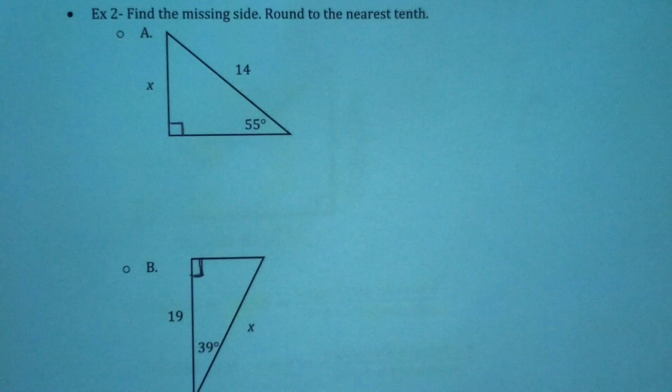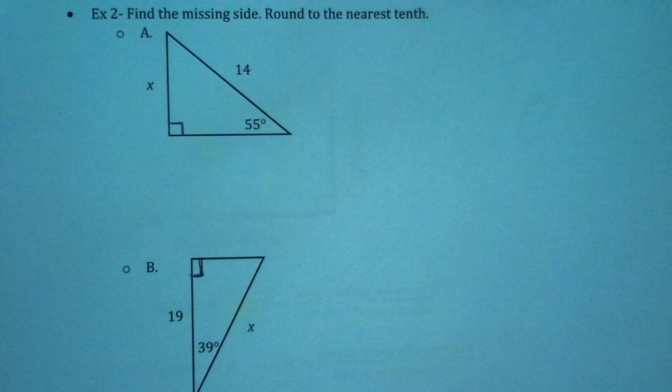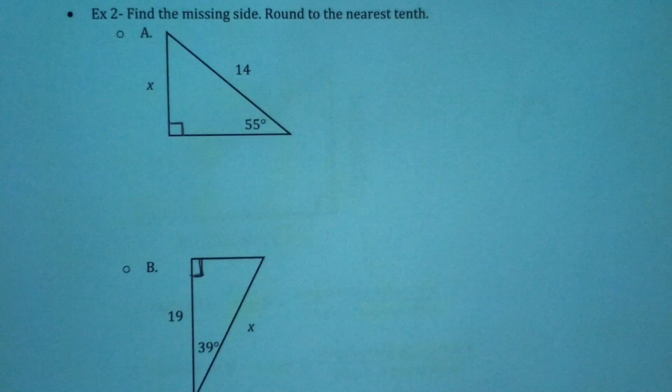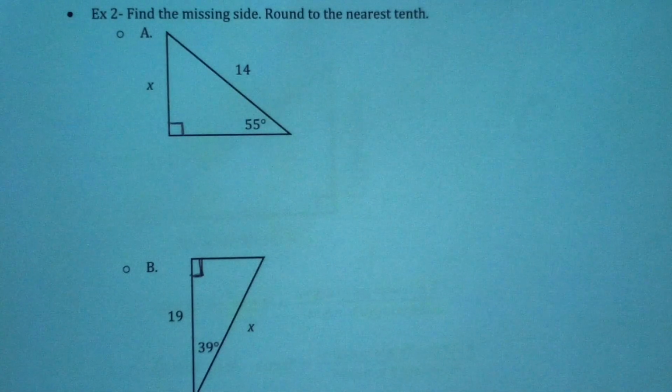Okay, so let's take a look at these ones. In these ones, they don't tell us if we're using sine, cosine, tangent, whatever, so we've got to figure that out. We're supposed to find the missing side length. The one they're making us look for is the x here, and whatever answer we get, they want us to round to the nearest tenth.